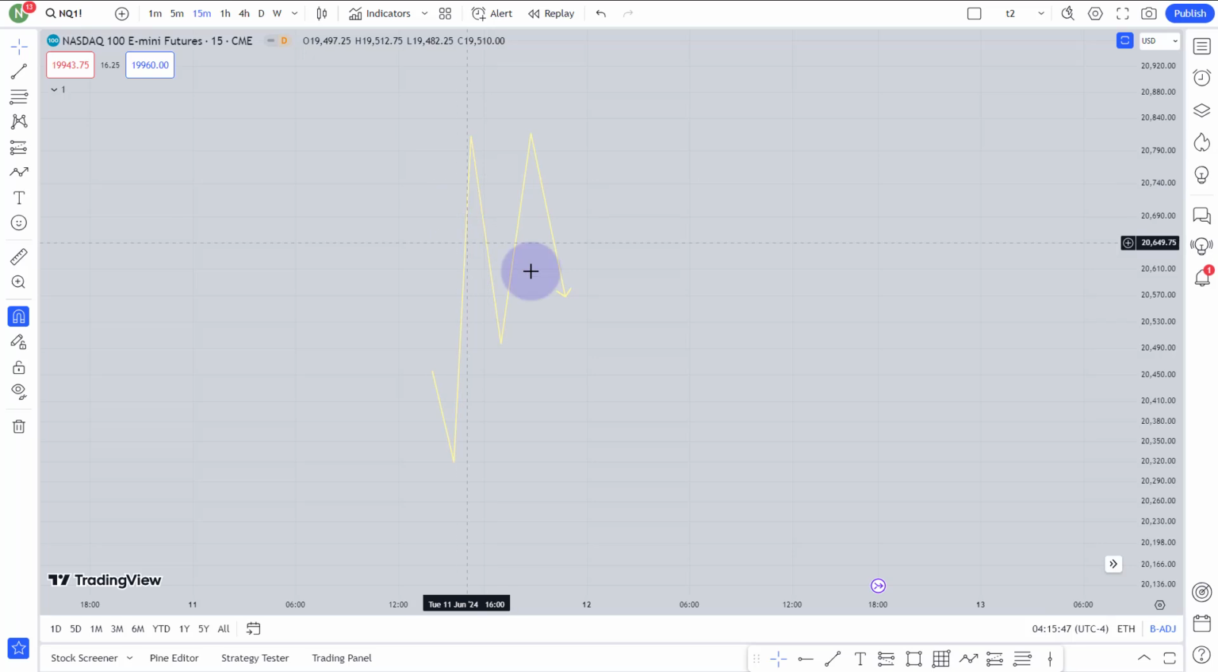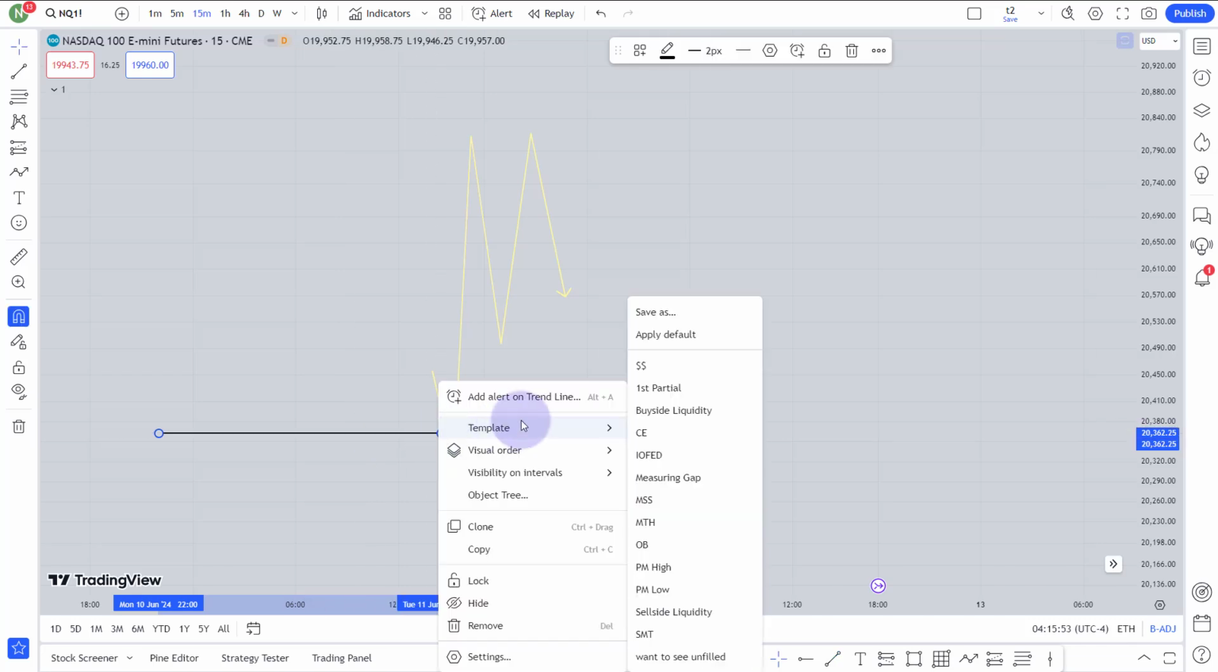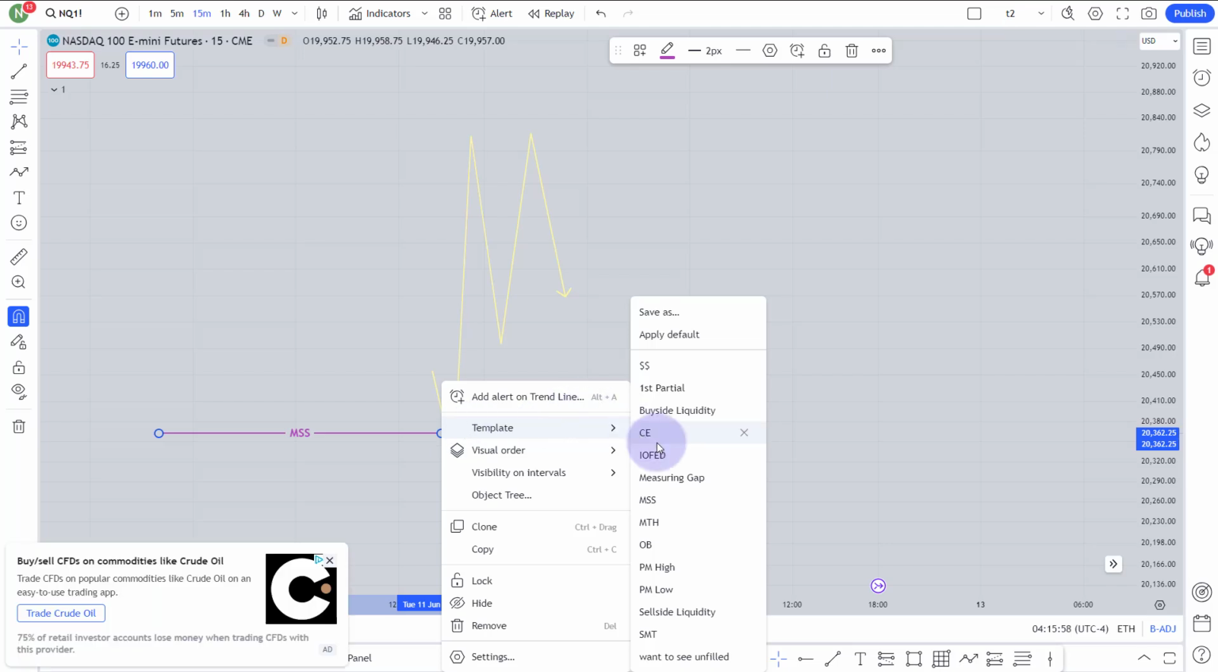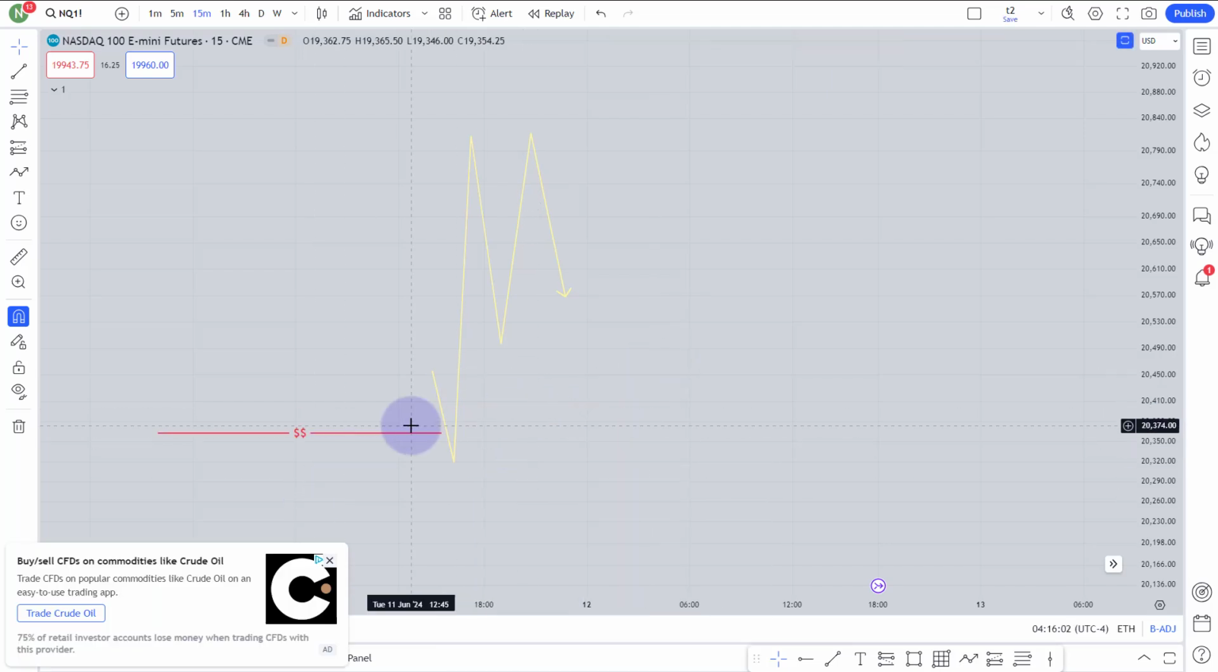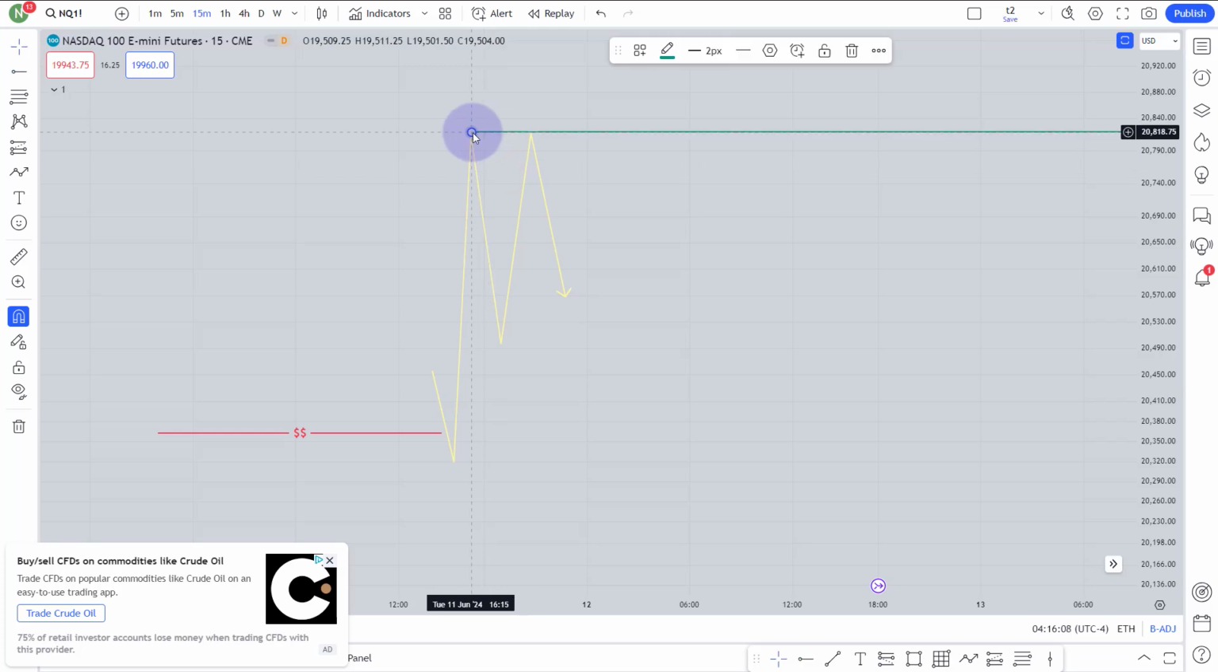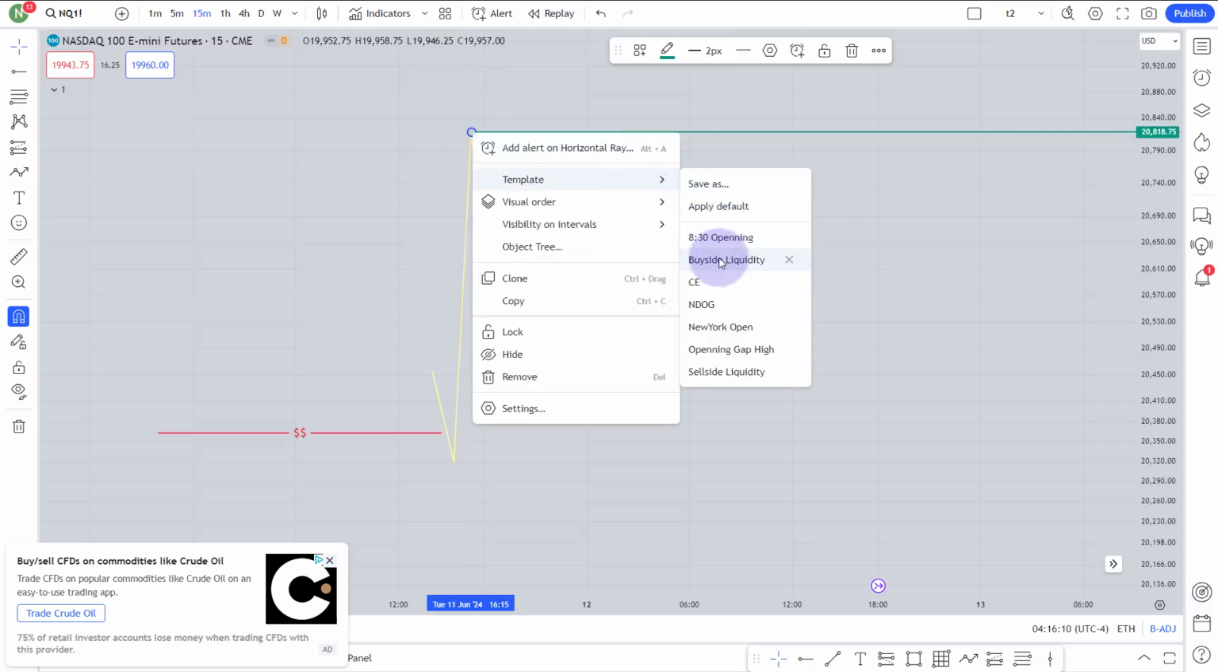Just think this is a 15-minute chart, and you see market has taken some sell side liquidity over here. This is your sell side liquidity that has been taken. After taking the sell side liquidity, market went higher, made relatively equal highs. That is your buy side liquidity. This is your buy side liquidity.